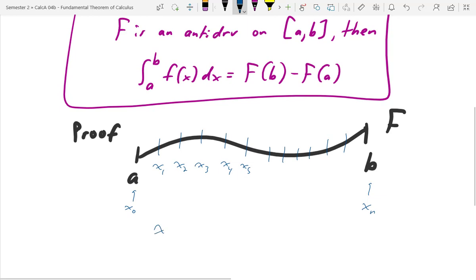And I also know that since they're all x values, x sub 0 is less than x sub 1, is less than x sub 2, is less than x sub n minus 1, less than x sub n. They all kind of rank in order.